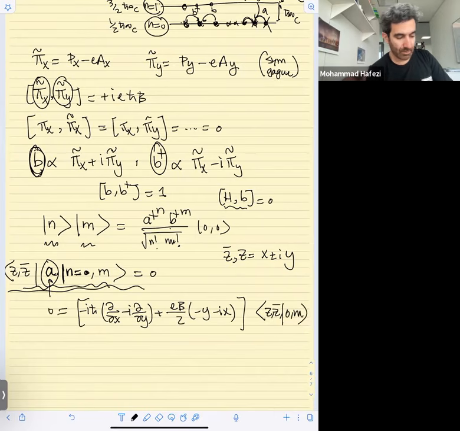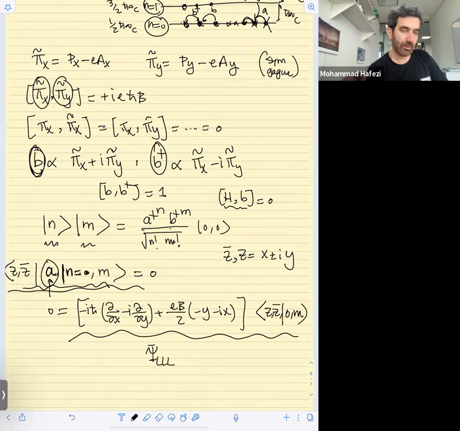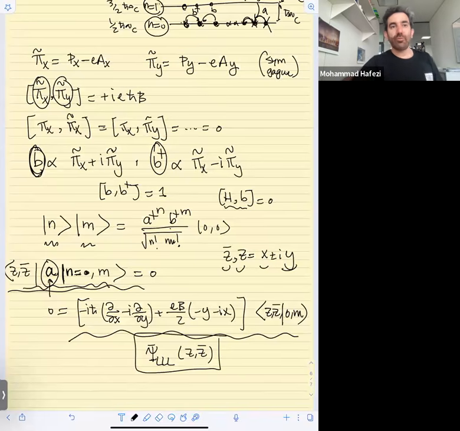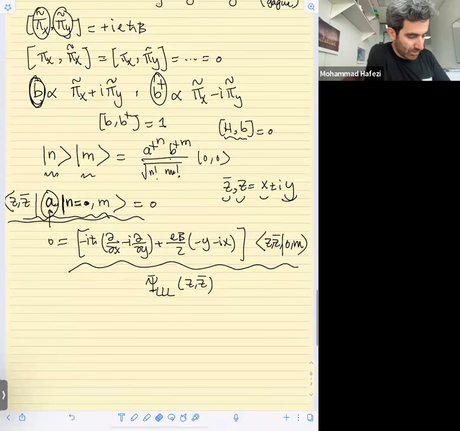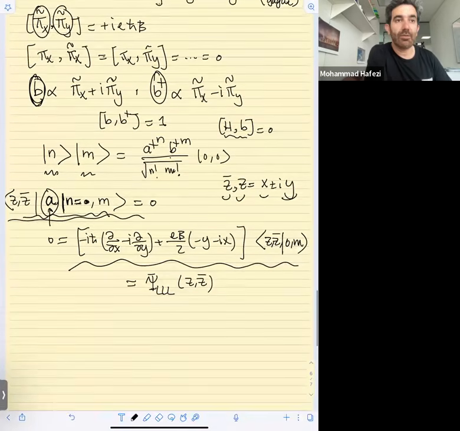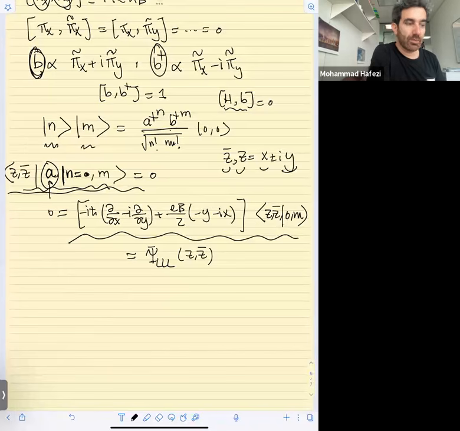should be 0. So by solving this, you already get some idea of the form of the wave function. This will be psi of the lowest Landau level in terms of z and z bar. I switch from x and y to z and z bar. You have to do a little bit of acrobatics, and then you will find all the wave functions of the system. I skipped the derivation. This is not the only way to find the wave functions. I just wanted to show you a way.